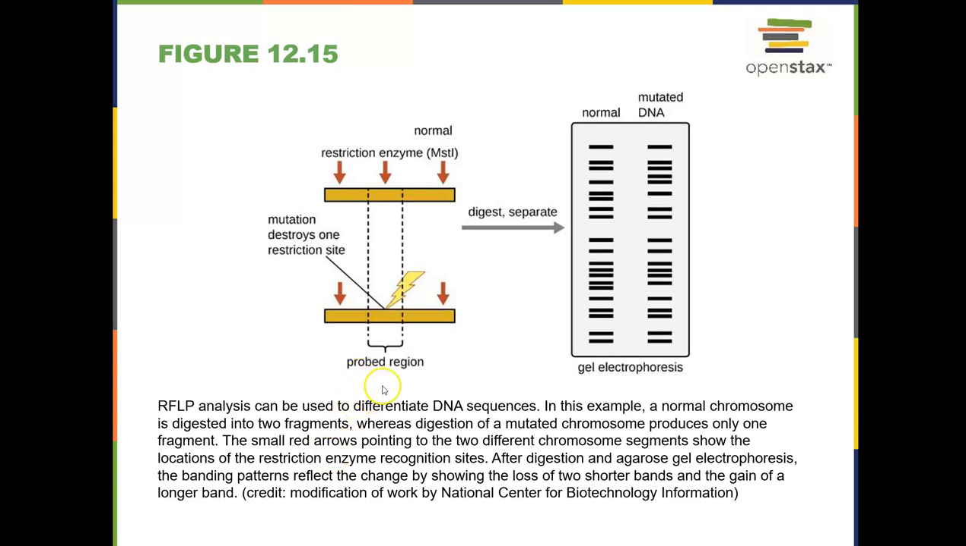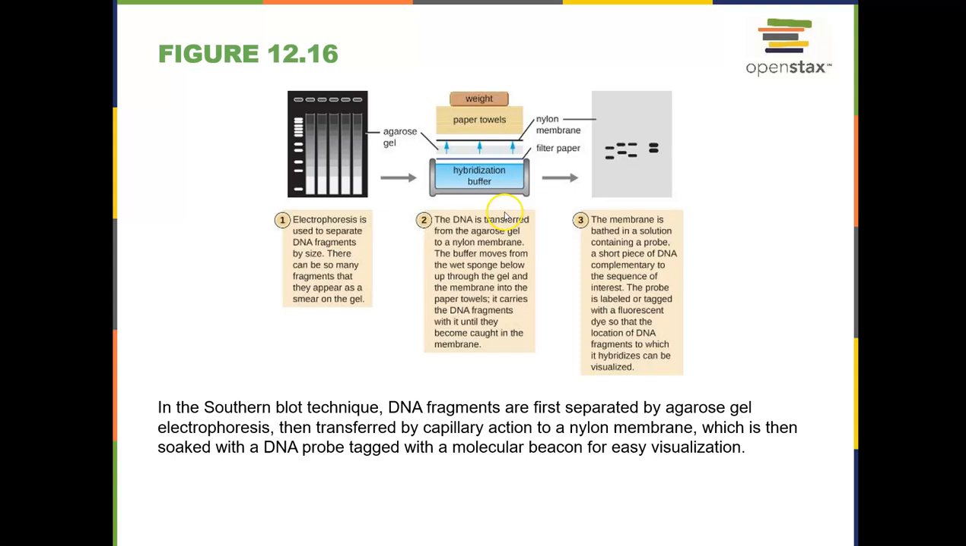RFLP sequences. This is when you digest the chromosomes, and then it's going to give you a fingerprint. Everybody's DNA fingerprint is going to be different. So it's going to digest them and separate them, and you can tell which ones are mutated. So this is the normal, this is the mutated, or it can also be used for finding crime scenes, which is a lot of what happens.